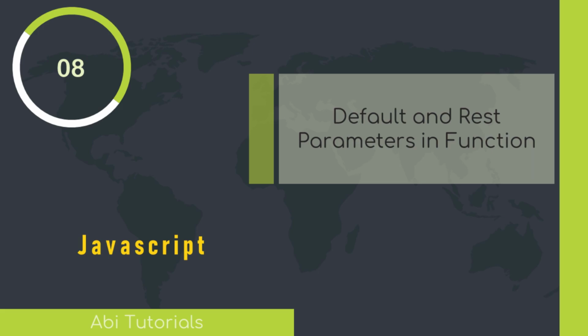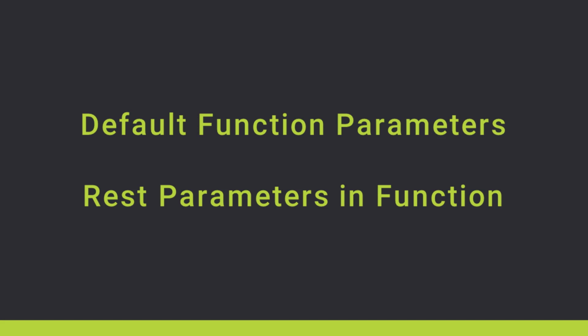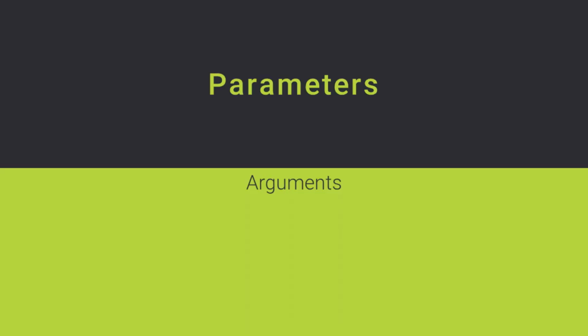As part of this lesson, we are going to look into default and rest parameters in JavaScript functions. As part of this lecture, we will cover what are function parameters, default parameters, and rest parameters with examples. Let's get started. In JavaScript functions, the parameters are the arguments we pass to the function call.